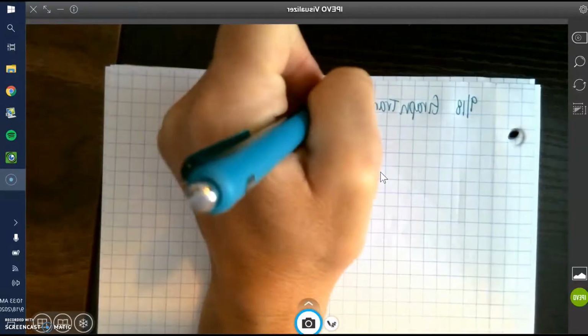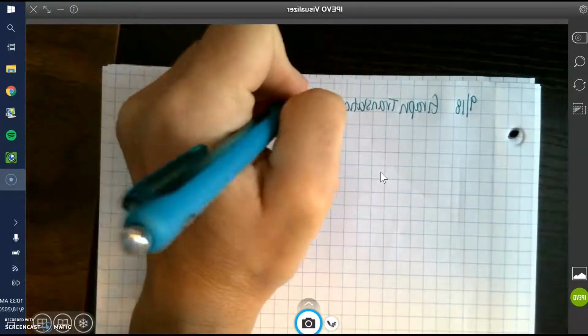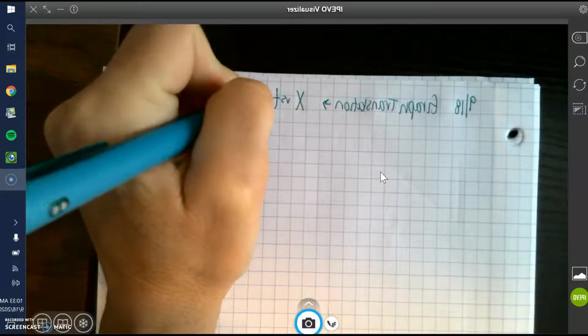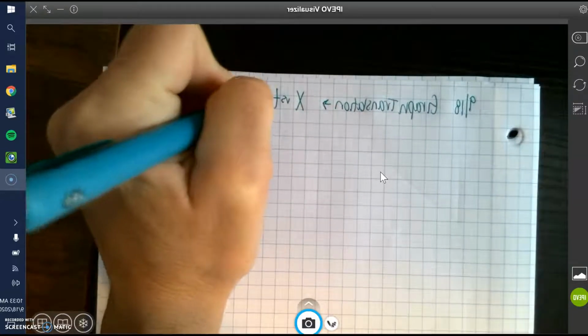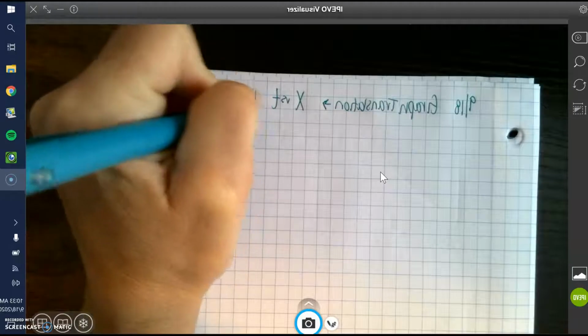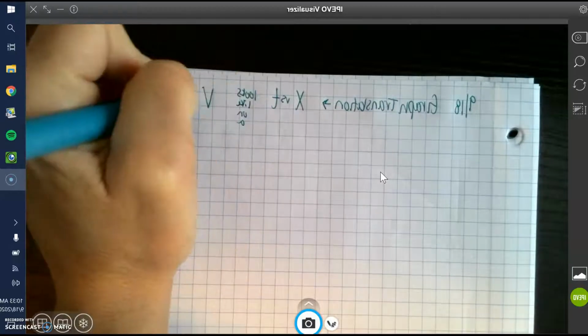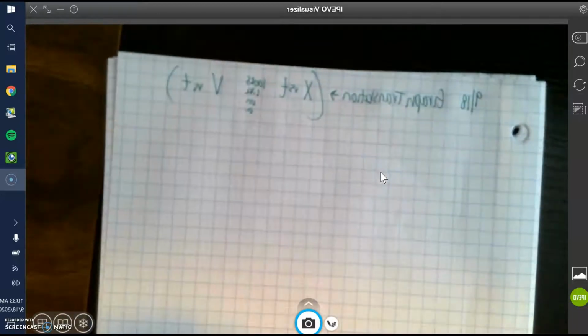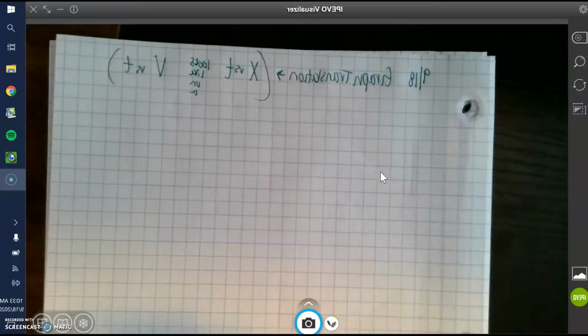So what does graph translation actually mean? It means we're going to take a position versus time graph and we're going to show what it looks like on a velocity versus time graph. Okay, so let's take a look at the graphs that we actually already know.